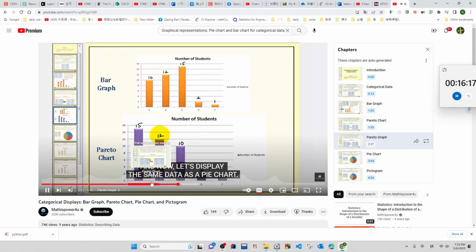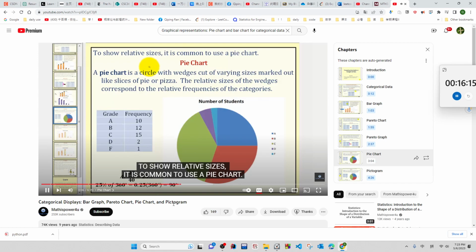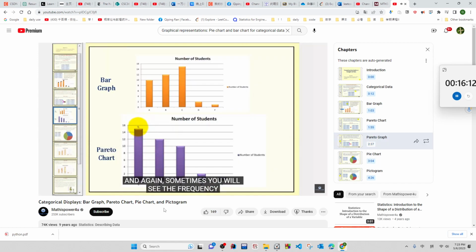Now let's display the same data as a pie chart. To show relative sizes, it is common to use a pie chart.